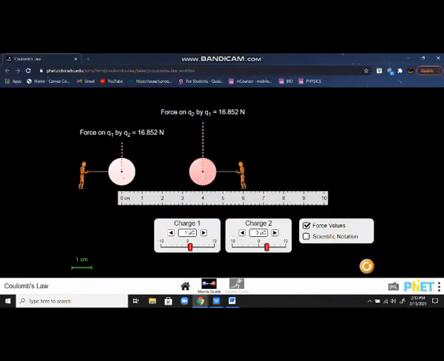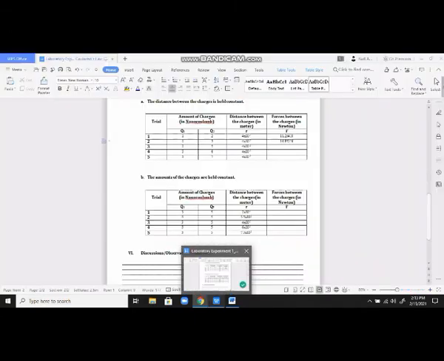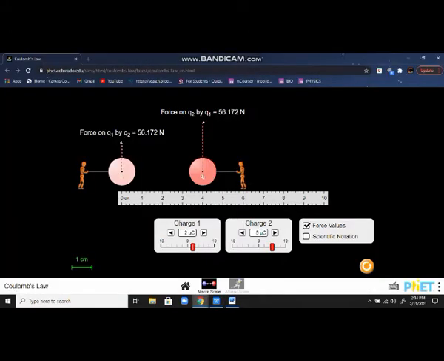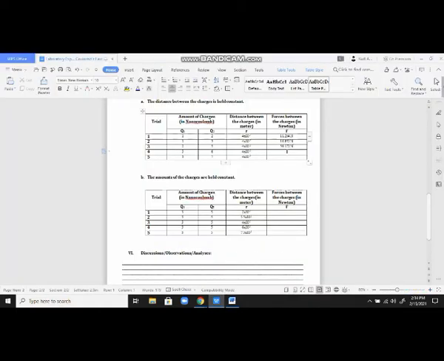In Table A, the distance between the charges is held constant, so each trial, the distances are the same. In Trial 1, Q1 is positive 1, while Q2 is positive 2, with a constant radius of 4 times 10 raised to the negative 2, with which the forces between the charges are 11.234 newtons. In Trial 2, Q1 is positive 1 and Q2 is positive 3. With the same distance, the forces between the charges are 16.852 newtons.